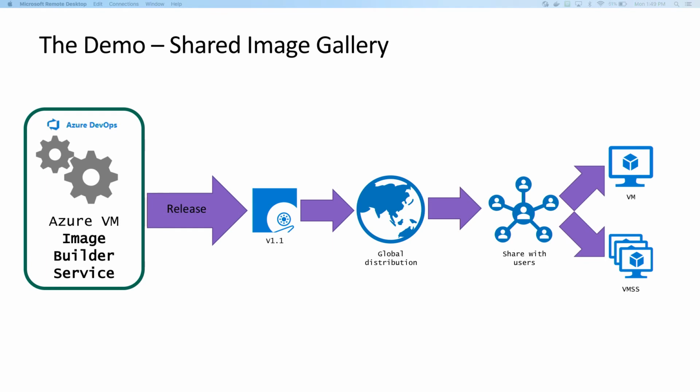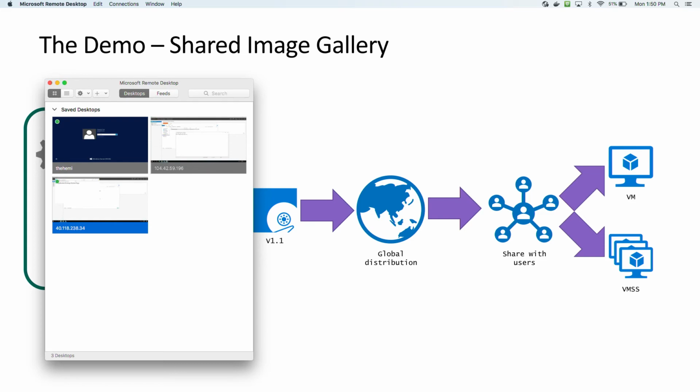Thanks, Daniel. So I'm going to show you a couple of things with Shared Image Gallery. One of them is once you've built out the image, I'll show you how to globally distribute your images to all the target regions. And I'm also going to show you how to share your images with other users in your organization. And then we're going to try and create a VM or a VM scale set from the image. Let me quickly move over to Daniel's laptop here.